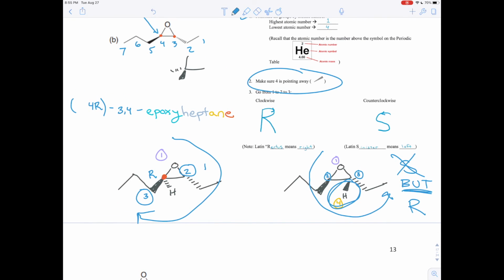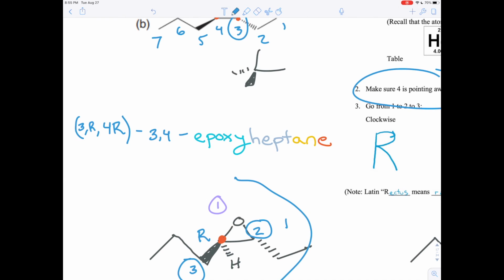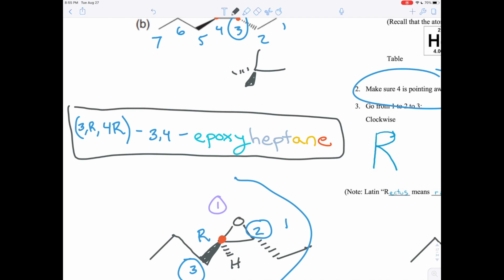So that chiral center is going to be R, and if you remember, we just found the chirality of this atom here. That atom is carbon number 3, so we'll have 3R. You put that in front of the name. And so the whole beautiful, complete name is 3R4R34 epoxy heptane.